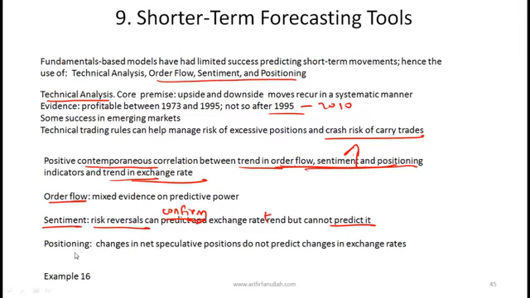And finally, positions. Positioning refers to your position in a given currency. So changes in net speculative positions, again, do not help us predict exchange rates in the future. So these are the core points. You need to do example 16, which is based on these points as well as items that you have studied before.